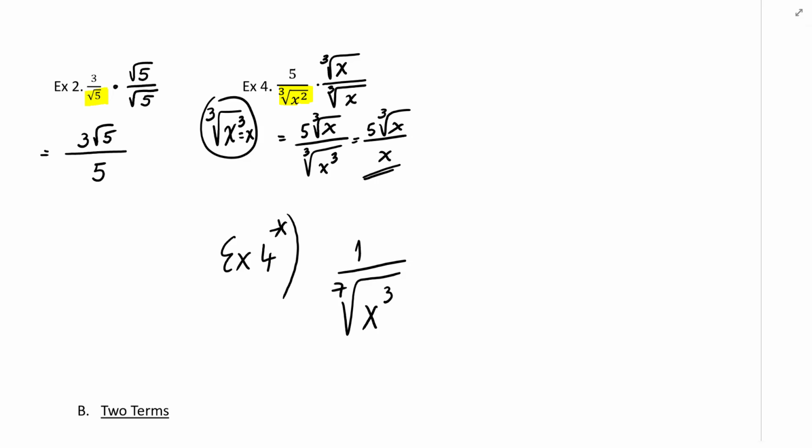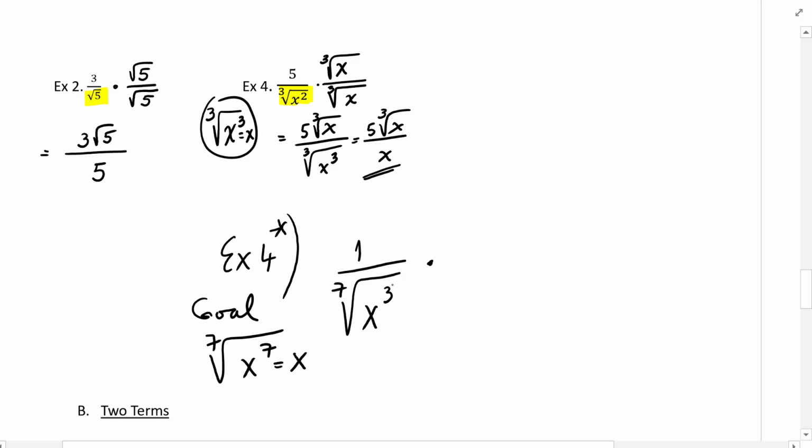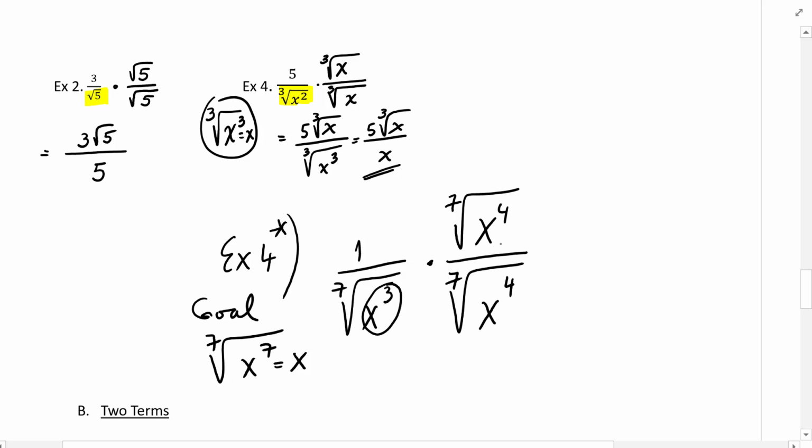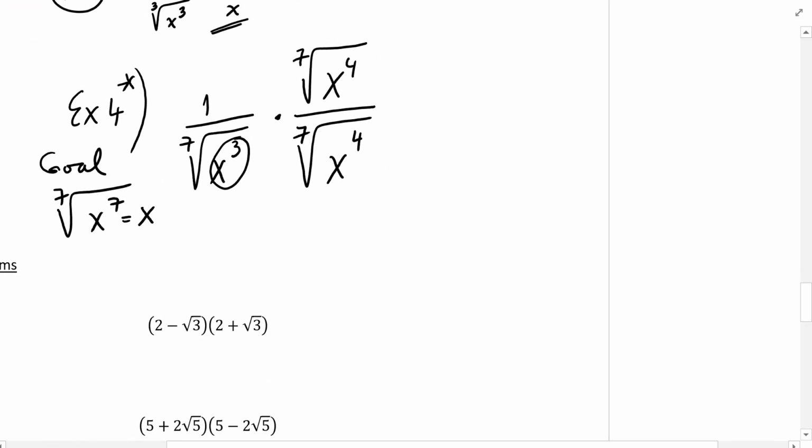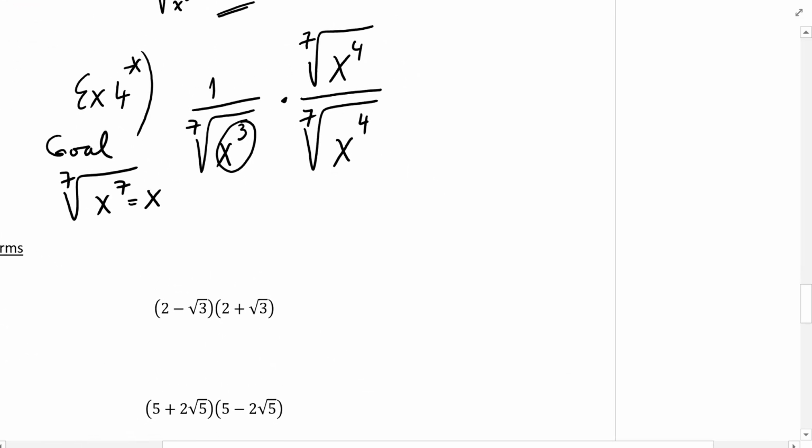Well, I hope you have an idea, but let's think a little bit about what our goal is. The goal would be to have the 7th root of x to the 7th, because that gives us x. But we have only x to the third, so we should multiply by the 7th root of x to the fourth, because 3 plus 4 gives us 7. And we multiply top and bottom because otherwise we would change our problem. So looking at problem 4 star, this gives us the 7th root of x to the 4 over x, and it's done.